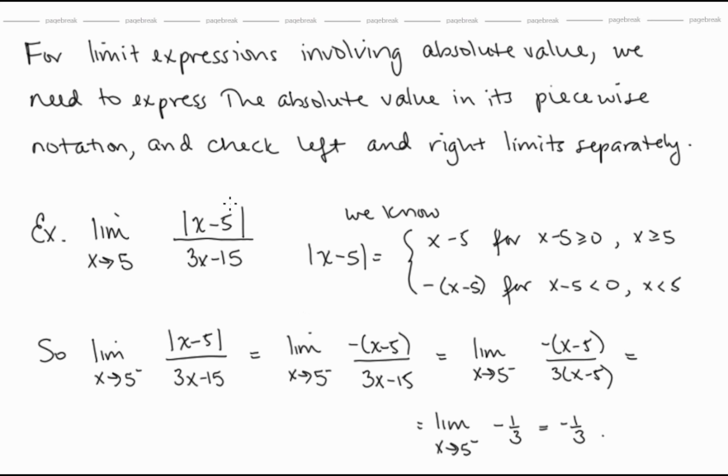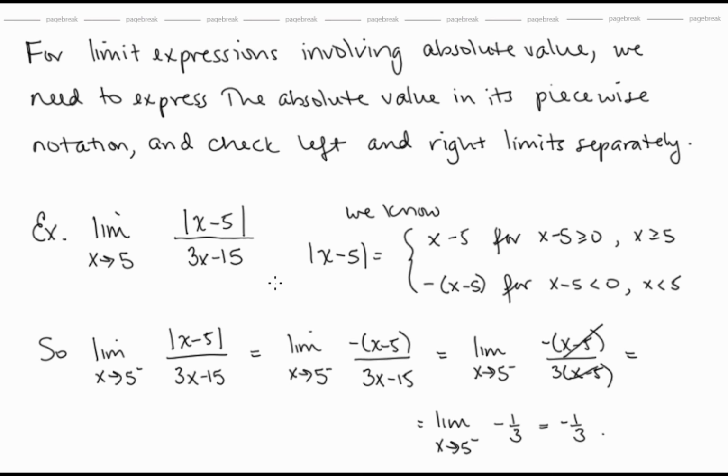And so when we see something like this, the limit as x goes to 5 of absolute value of x minus 5 over 3x minus 15, we want to remember that this absolute value function is really defined piecewise. And we want to use that and check left and right limits separately. And we want to do this when we notice that x is going to the number that makes the absolute value expression 0, because that is where the definition for the function changes in the piecewise notation. That's why we need to use the left and right limits here.